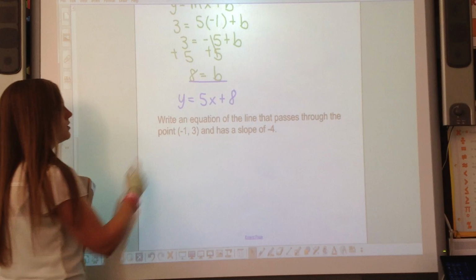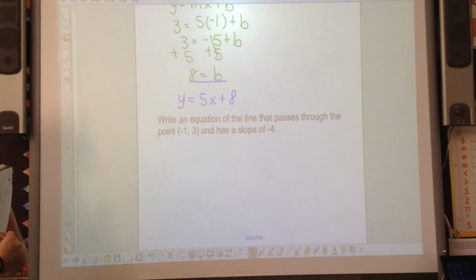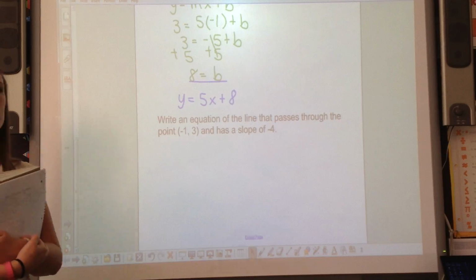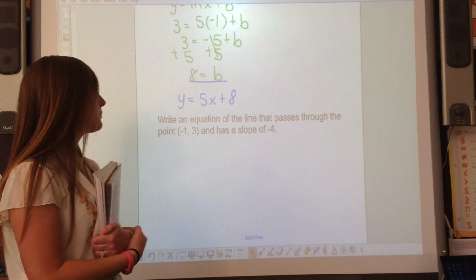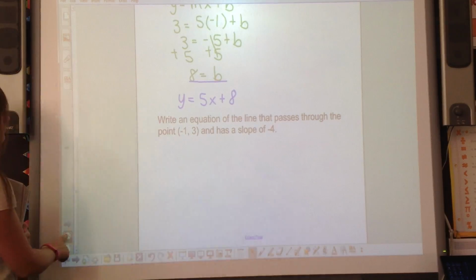Alright. You try this. Write an equation of a line that passes through the point -1, 3 and has a slope of -4. Go ahead, push pause and try that now.